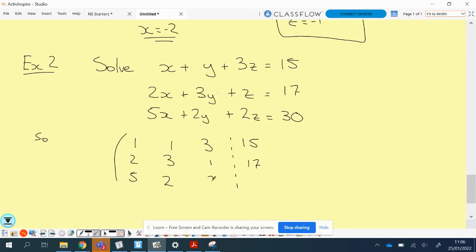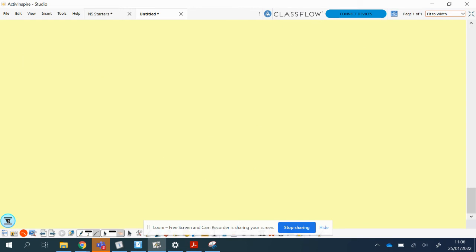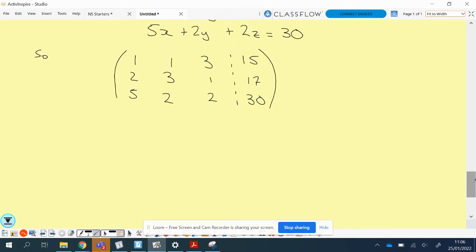5x's, 2y's, 2z's, and that equals 30. Okay, so that's what I'm wanting to solve now. Again, the system's the same. We want to try and get our zeros in the bottom corner. Oh my goodness, we've lost the question totally now. There we are. So I want to try and achieve a zero. The first one I want to try and achieve a zero at is where this 5 is. So I'm going to deal with that there.